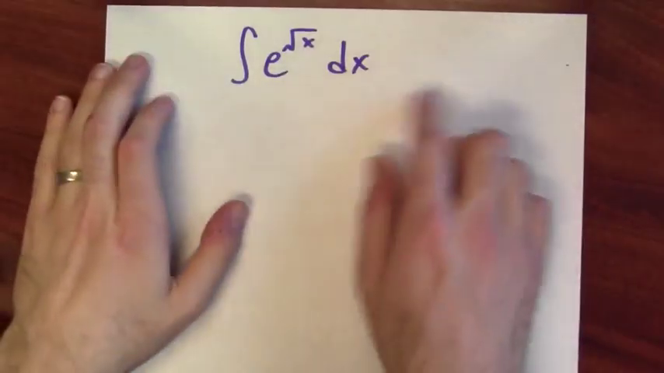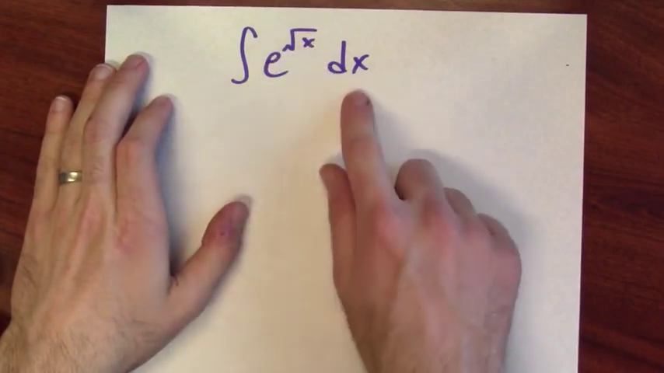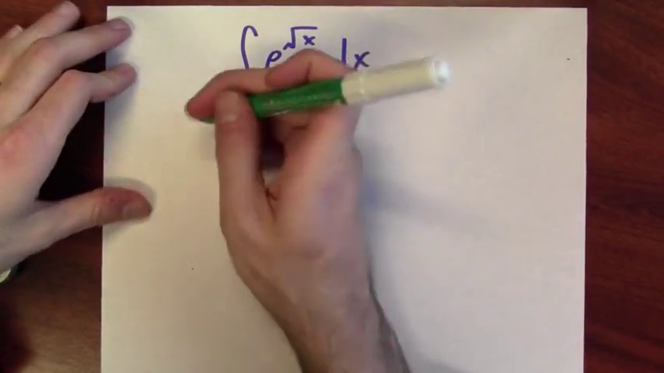Sometimes it isn't clear that you can do integration by parts until after you perform some substitution. For example, let's attack this integral, the integral of e to the square root of x dx. We'll start by making a substitution that looks totally unjustified, but in retrospect will turn out to be a brilliant move.